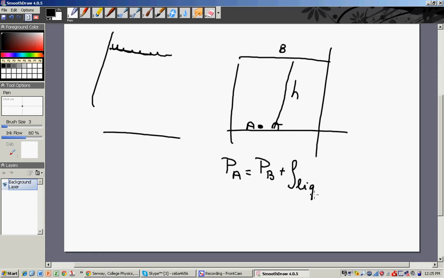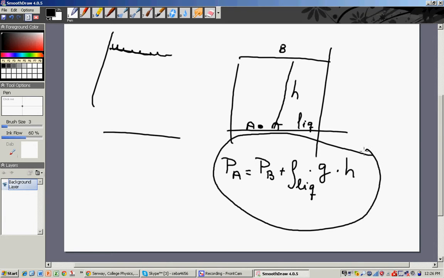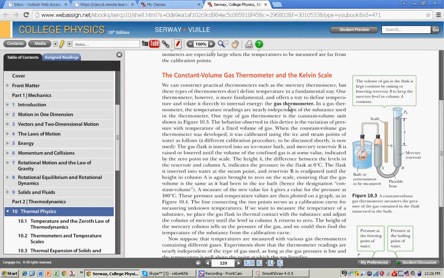plus the density of this liquid. So there is a liquid here, right? Could be water, could be mercury, whatever. The density of the liquid times g, which is our 9.8, times the height. That's how we relate pressure at different heights in a fluid, in a liquid. So what we have here is something similar. It seems complicated, but in reality it's not. Try to follow me here on this.